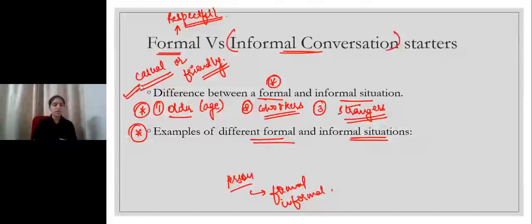Any idea what can be a formal or an informal situation? I've given you sufficient examples. You can draw on these examples, you can borrow from these examples, and you can reflect upon your day-to-day conversations.